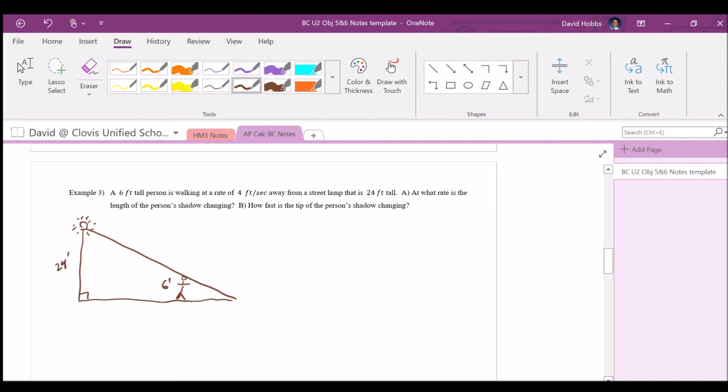Okay, now the person is walking at a rate of 4 feet per second away. So, okay, person's walking this direction. Now we have to start assigning some variables here. Well, what things are changing? Well, this distance between the person and the base of the lamppost, that's changing. So that needs to have a variable. So I'm going to call that x. And so therefore dx/dt.